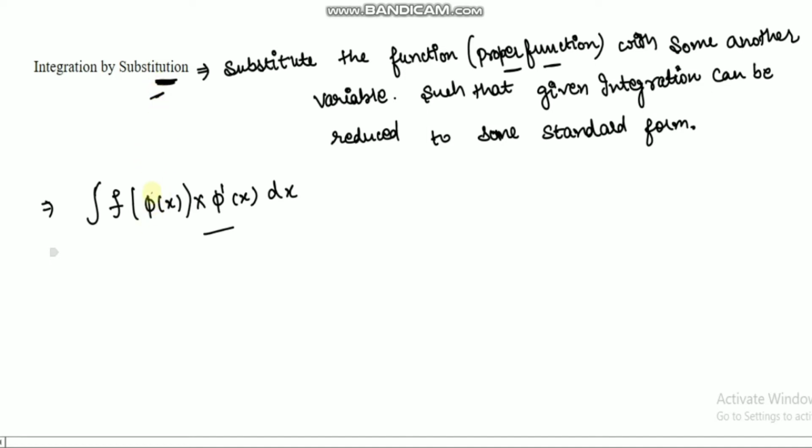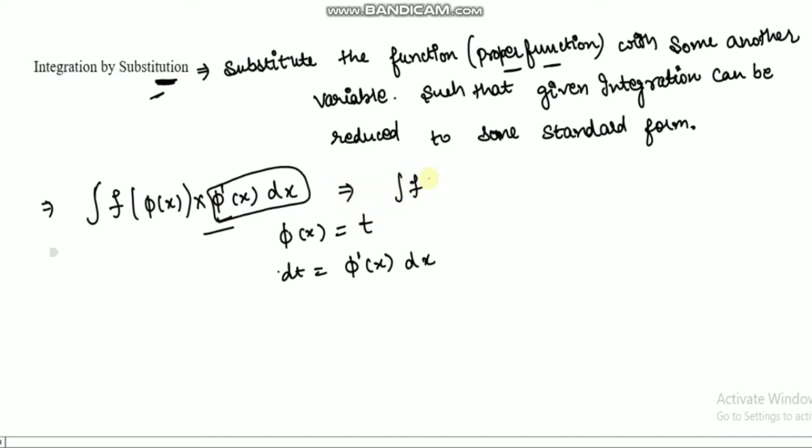This function says that if we have a function of another function, let's say phi of x, and we have multiplied by the derivative of that function, phi dash of x dx, then what we can do is substitute phi of x with some another variable t, such that our dt is phi dash of x dx. That is the function sitting over here. And our integration will be reduced to integration of f of t dt, which is much simpler than this.